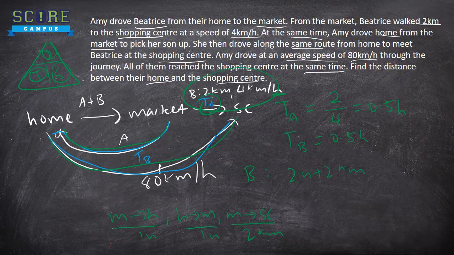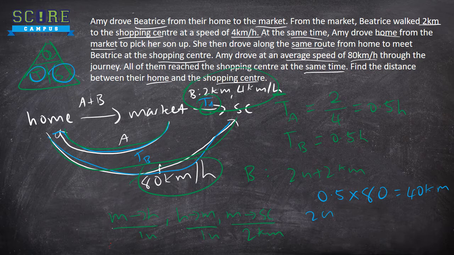Now, what is the distance that she traveled? We also know the speed. So Amy traveled a distance equal to, remember what we did? Distance equals speed times time. So Amy traveled 0.5 times 80 equals 40 km. So that's the distance Amy traveled.